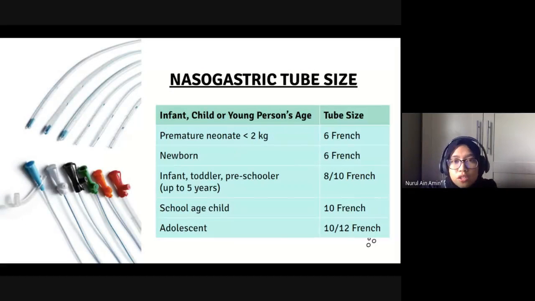Okay, so for the tubes, there are different sizes of tubes, and it's based on the size of the patient or even the age. For example, for premature neonates under 2 kilograms, we use size 6, and for newborns, the same, size 6. And for infants, toddlers, and preschoolers, basically up to 5 years old, we can either use size 8 or 10.